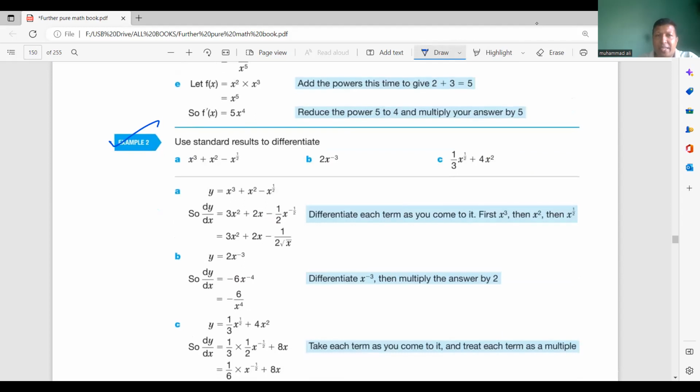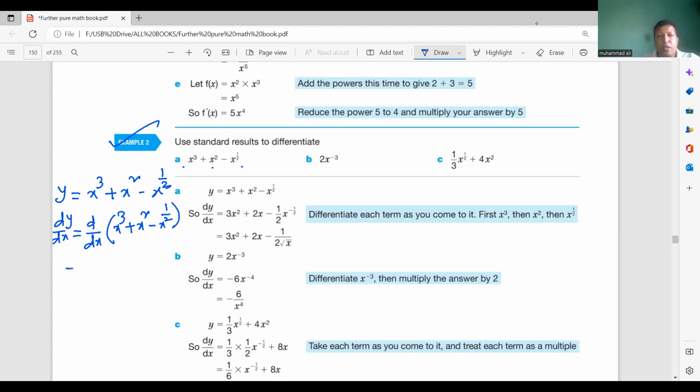Example 2, use standard result to differentiate. Here you see x cubed plus x squared minus x to the power half. How can we do differentiation? We have to write y equals x to the power 3 plus x squared minus x to the power half. So if we do differentiation, that means d by dx, differentiate y with respect to x, we have to give d by dx of the full part. So it will be x cubed plus x squared minus x to the power half.